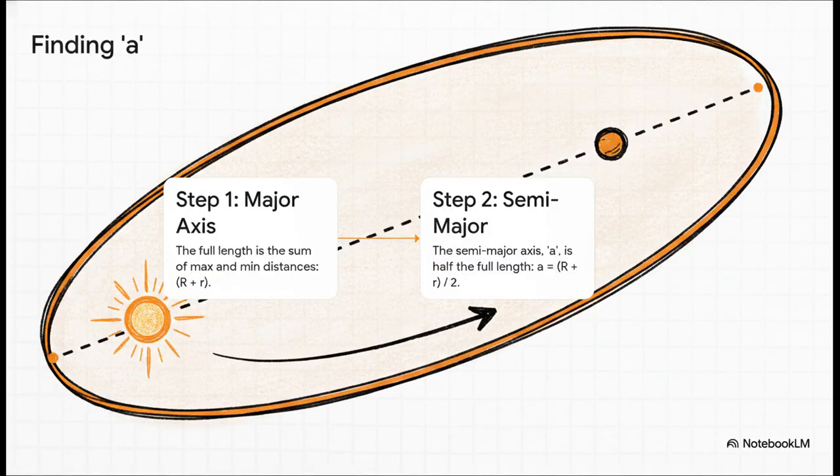All right, just picture the ellipse for a second. The sun isn't in the dead center. It's off to one side, at a point called a focus. So the total width of the orbit, the longest line you can draw across it, is just the farthest distance, R, plus the closest distance, little r. And the semi-major axis? Well, semi just means half, so a is just half of that total length. It's literally just the average of the two distances we started with.